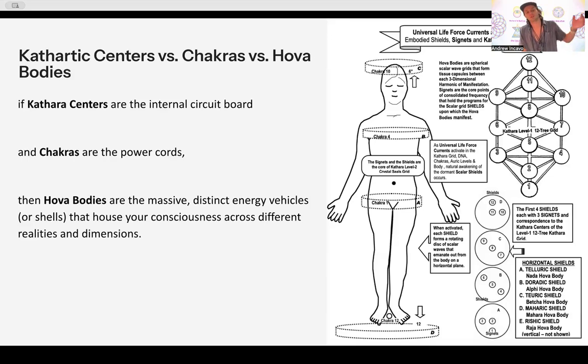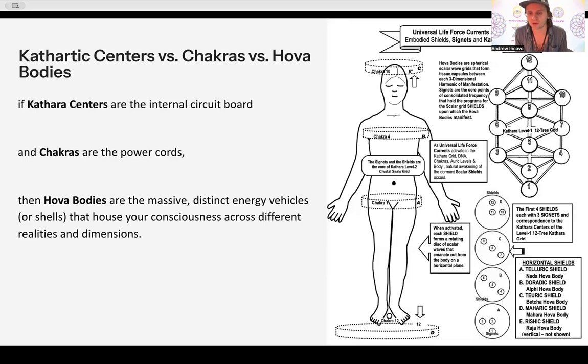Essentially, you got that energy from your internal circuit board, your kathara center. The power cords, your chakras, transmitted that energy to your Hova body. And your Hova body are the energy vehicles or shells where your consciousness can manifest. Really cool. I'm going to read this chart. Hova bodies are spherical scalar wave grids that form tissue capsules between each third dimensional harmonic of manifestation. Signets are the core points of consolidated frequency that hold the programs for the scalar grid shields upon which the Hova bodies manifest.